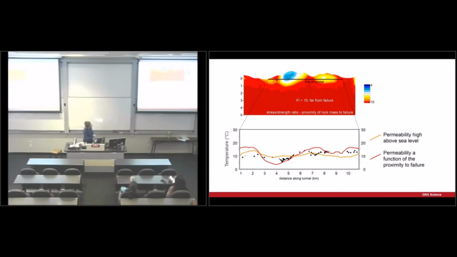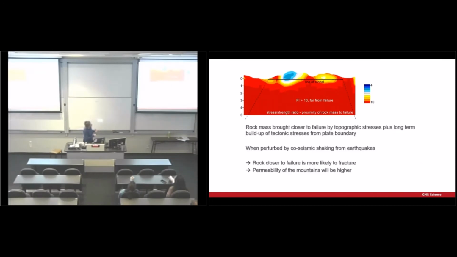So that's our model for these active mountains. If it was at failure, it would be at 1. So this is not at failure, but you had a big Fiordland earthquake. This rock is much more likely to fracture than this rock. And so that's why we think the permeability is a function of this, and then perturbed by coseismic shaking or something, and you end up with permeability within the mountains being higher than in the valleys in this region.